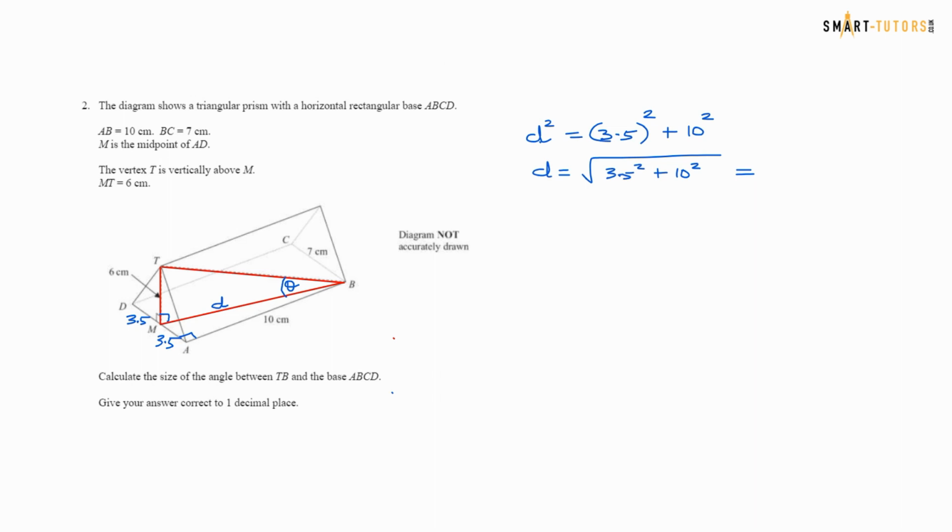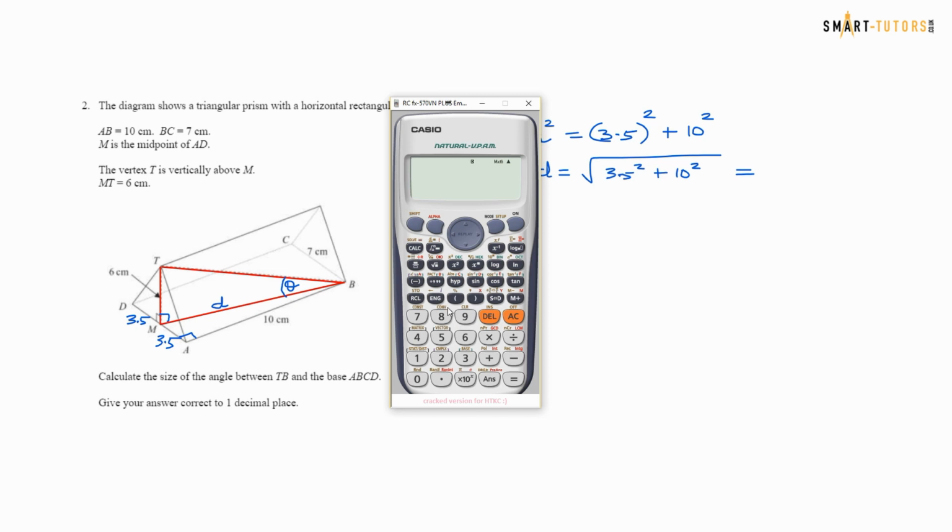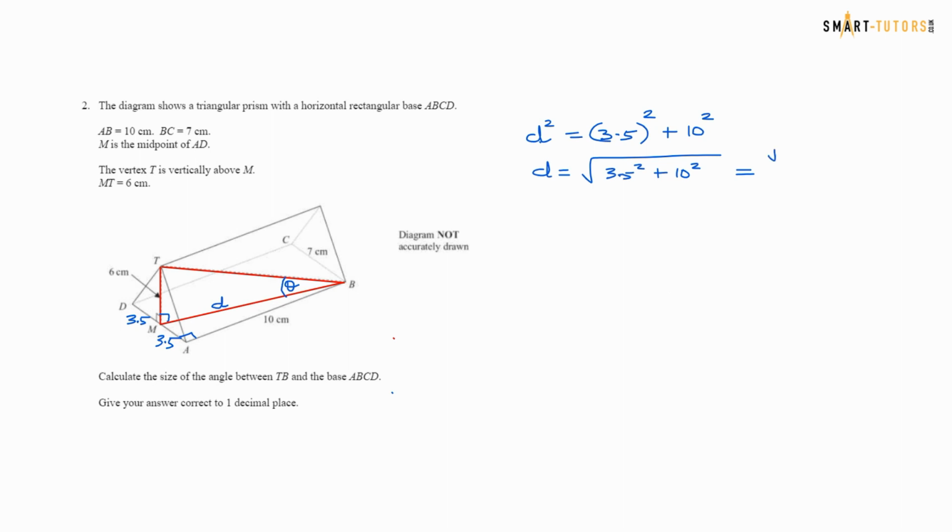So let me quickly use the calculator. Let's make it 0. Square root of 3.5 square plus 10 square equals. So that is the answer. I'm not going to use this as a decimal answer. I will keep this as root 449 over 2. The reason why I'm not rounding up here is that if you make an error, rounding to the first decimal or something, that error will carry on into the second part of the question. So keep it in surd format as much as possible, then at the last stage you can approximate to one decimal place. So D is now known.